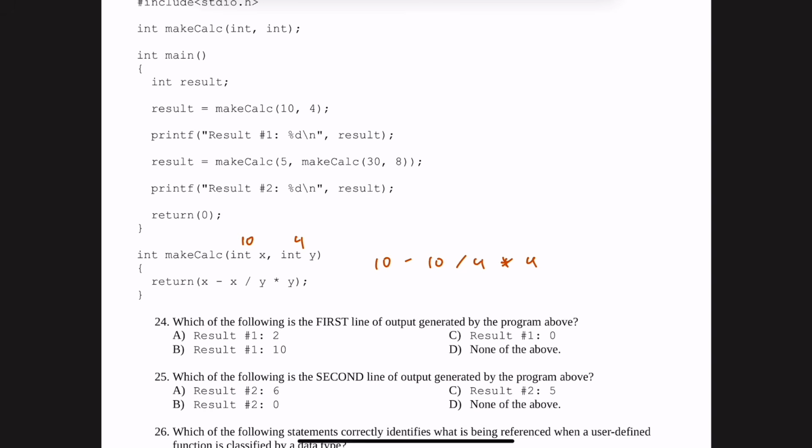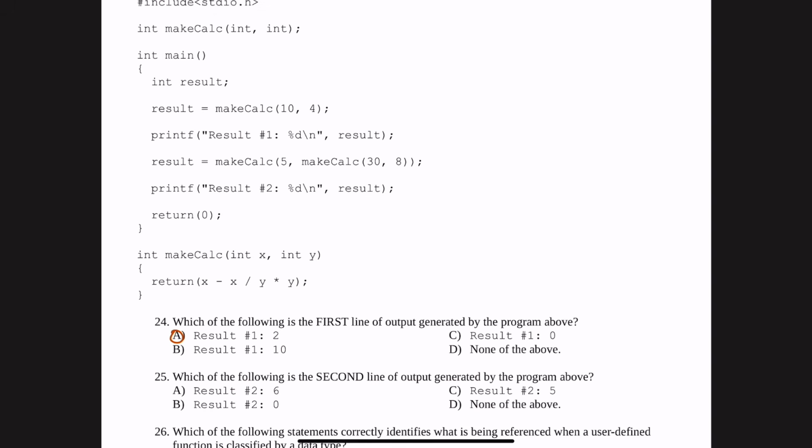Well, of course, we have to remember precedence. In this case, it's the same order of operations you learned in a math class. So we start with 10 divided by 4, integer divided by integer. That's going to be 2. We ignore the 0.5. 2 times 4 is going to be 8. 10 minus 8 is going to be 2. So result number 1 is going to be 2.